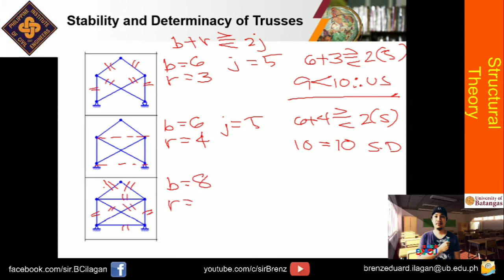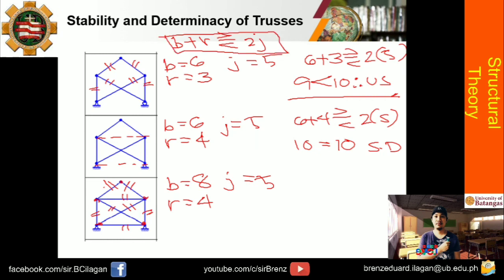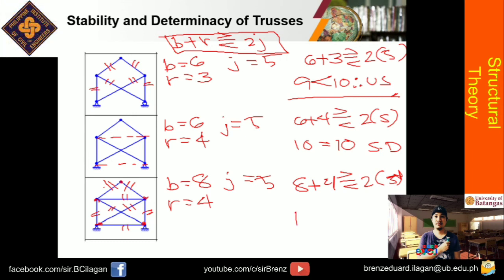Yung reaction mo, so pareho siyang hinge. So 2 plus 2, 4. And then the number of joint, so bilangin mo lang yung item. So 1, 2, 3, 4, 5. So that is 5. Okay, so by applying the equation, B plus R is equal or greater than or less than 2J. So we will have 8 plus 4 is greater than equal or less than 2 times 5, or that will be 12 is greater than 10. So therefore, this is statically indeterminate.